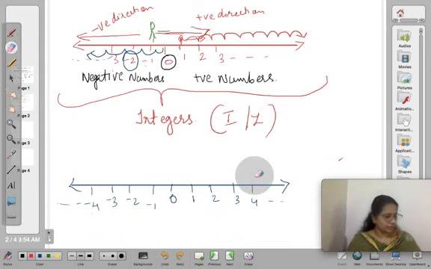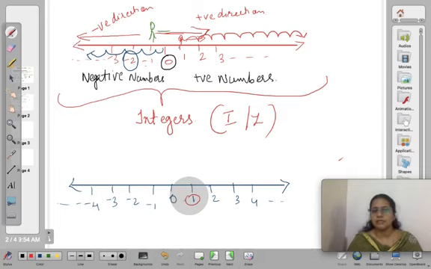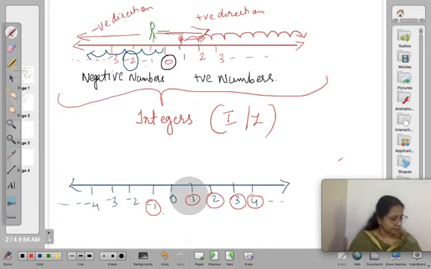So this is our number line, and every positive integer, one is a positive integer, is greater than the negative integer. Yes, we know that one is greater than negative 1. Then 2 is greater than negative 1, 3 is greater than negative 1, 4 is greater than negative 1. So every positive integer is greater than a negative integer.